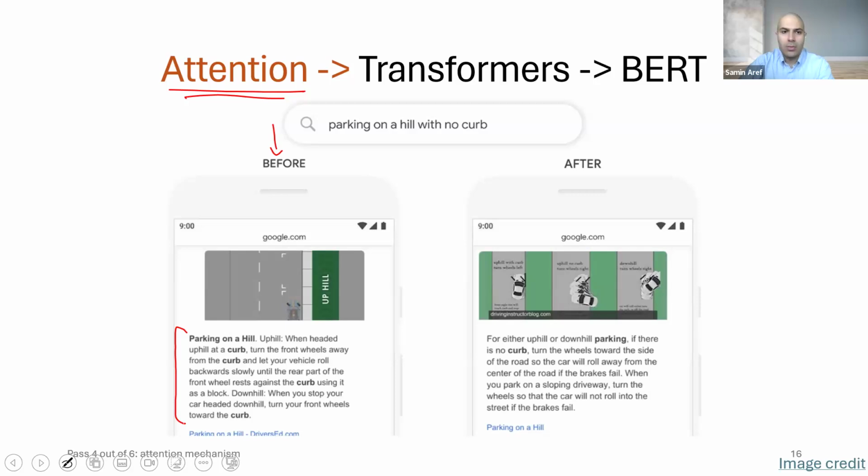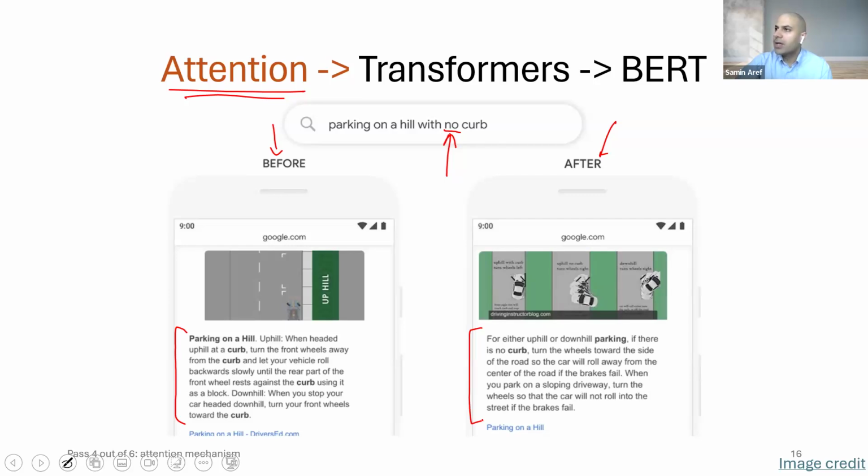But after the BERT model was introduced, Google search will pay attention also to the word no. And because of paying attention to the word no, it can correctly understand the search query, and it's going to provide results that are specifically about parking uphill or downhill where there is no curb, for which the method of parking is quite different.